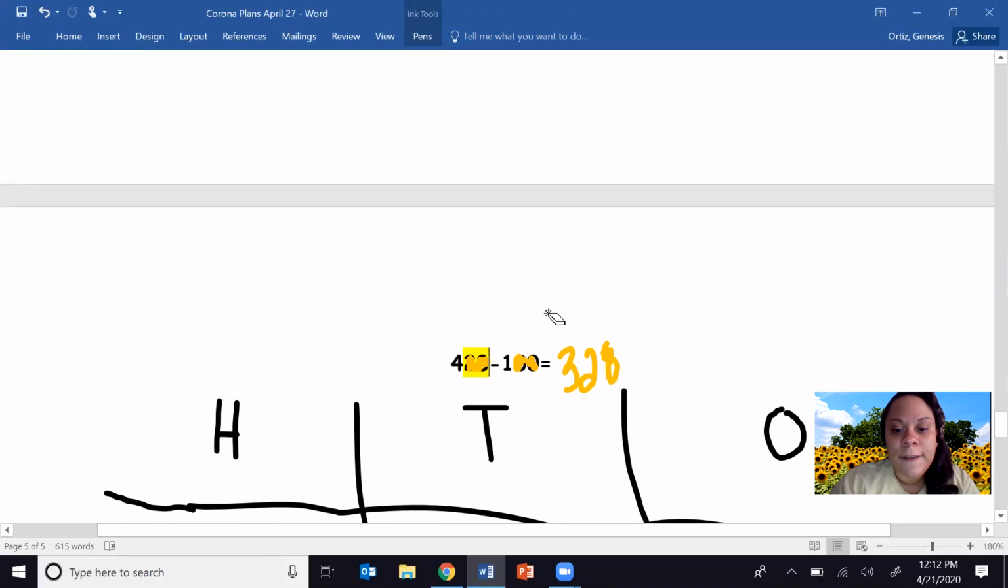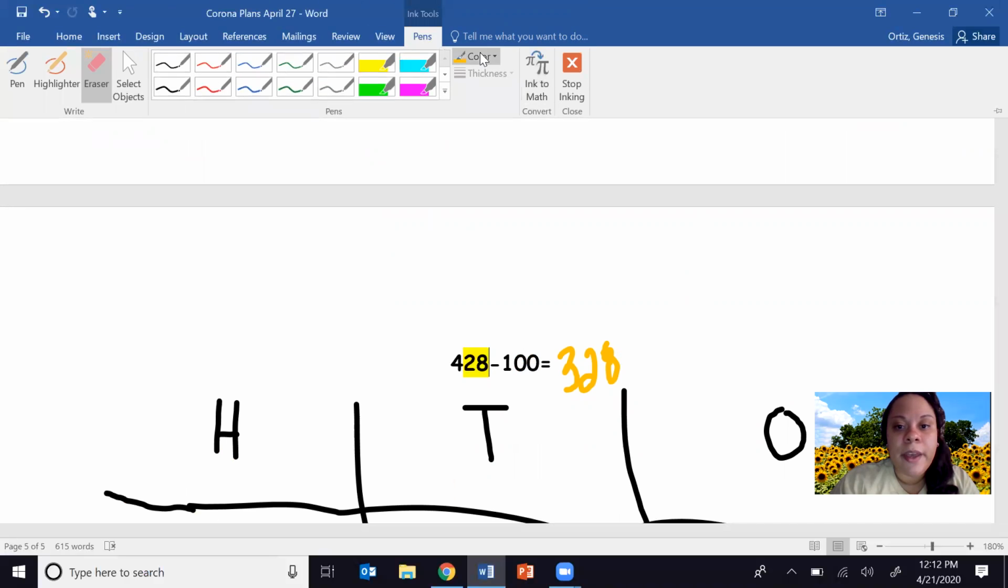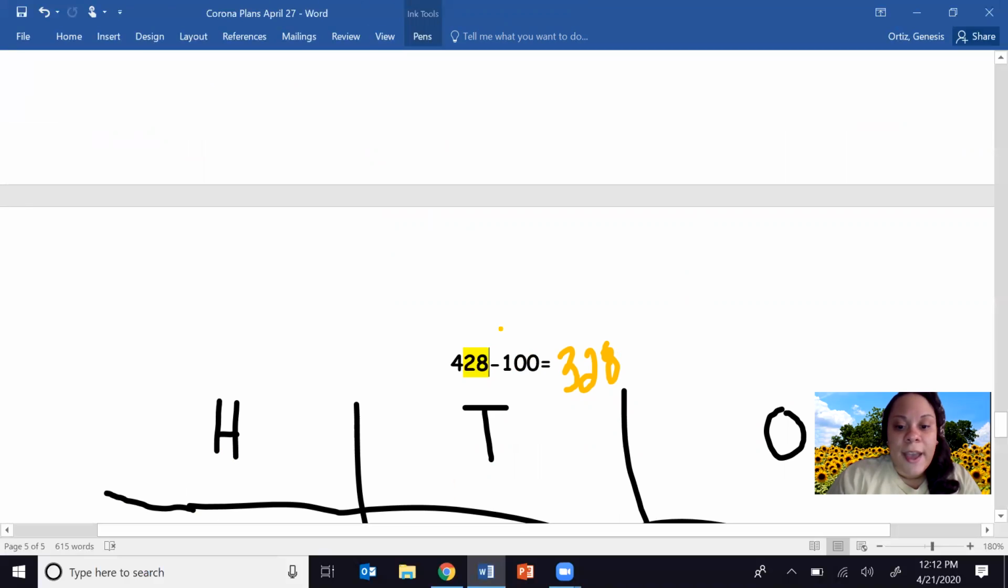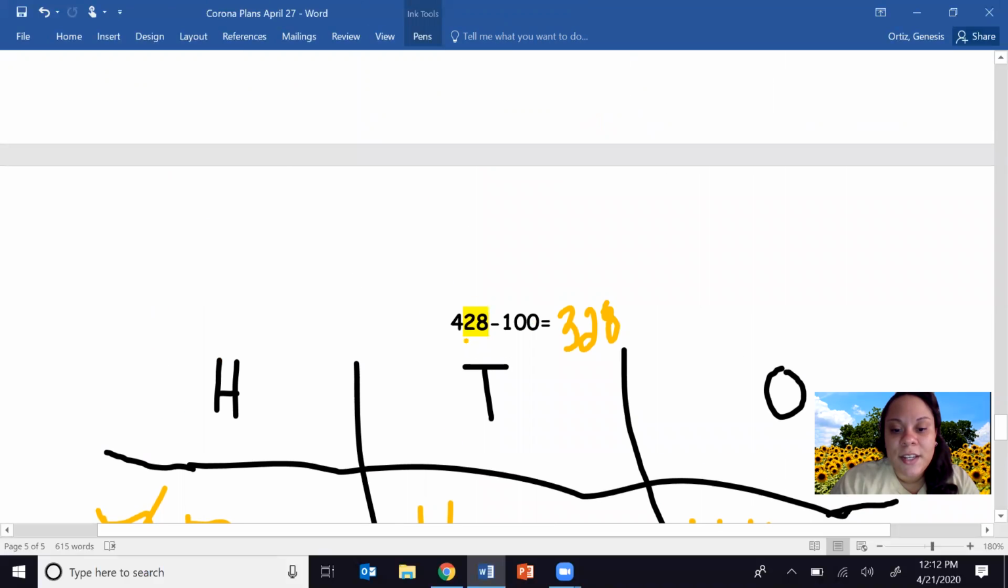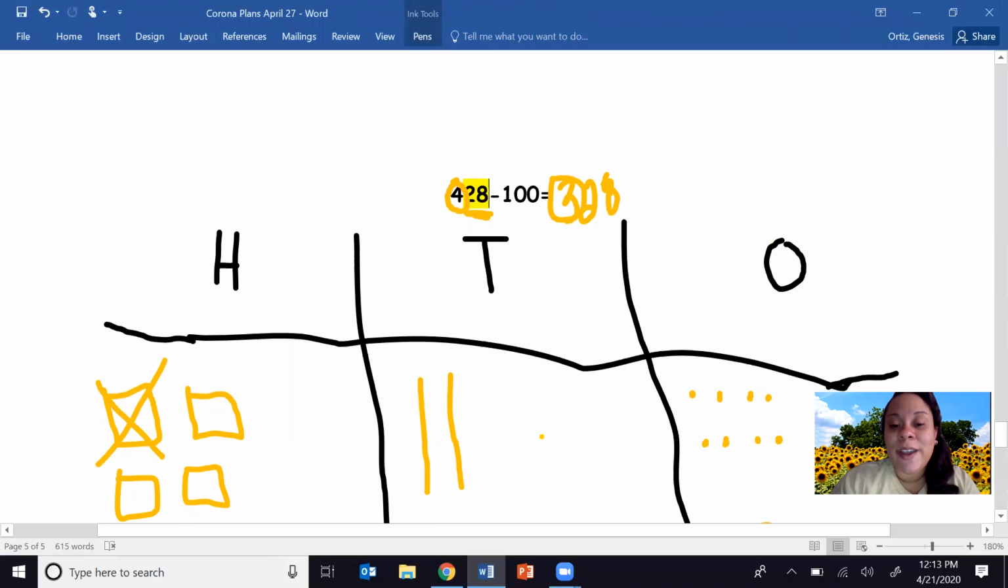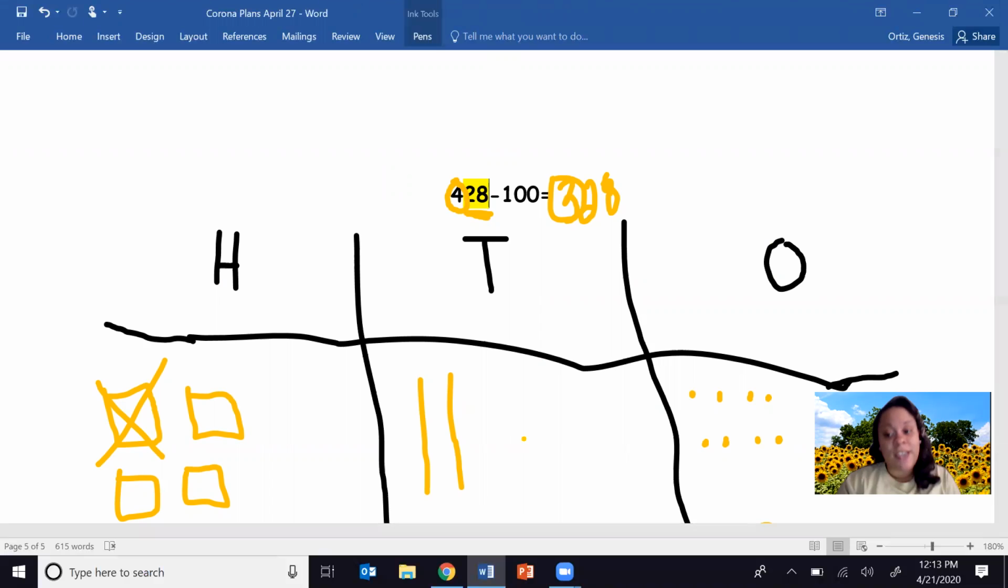I want you to realize this, guys. I want you to notice, let me get my pen back, that the tens place and the ones place in 428 did not change. The only place value that changed is the hundreds place, okay? That's why I tell you, you can do this in your head. Just like, oh, 428 minus 100. Oh, that's just 328 because only the hundreds place changes in this case.